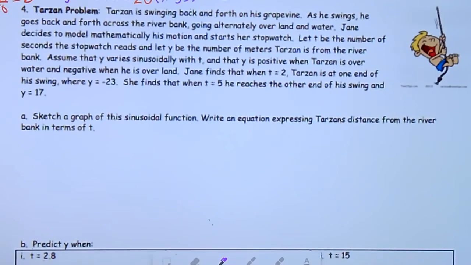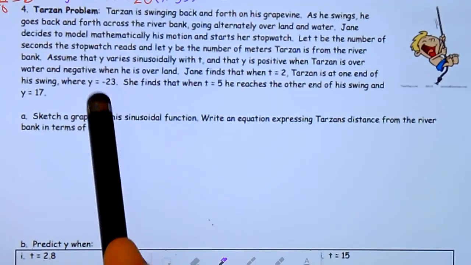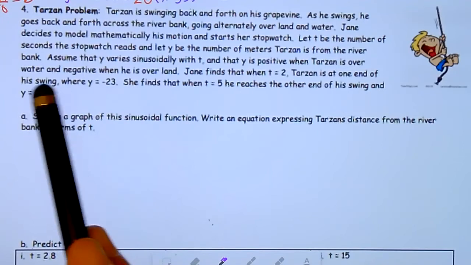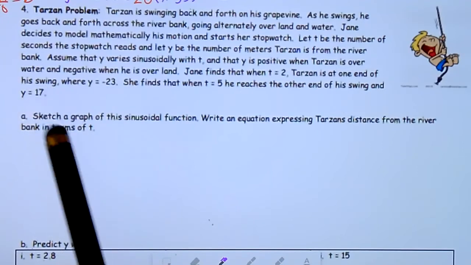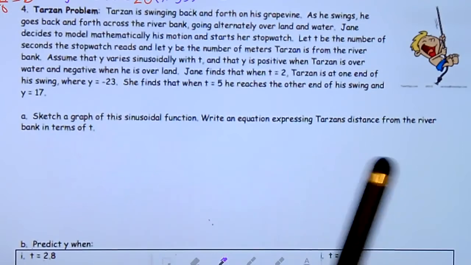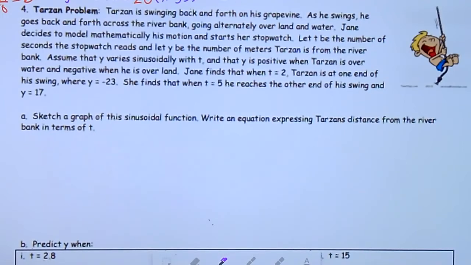Jane finds that when T is 2, Tarzan is at the end of his swing, where Y is negative 23. She finds that when T is 5, he reaches the other end of his swing, and that is 17. So again, remember the negative was when he's over land. Okay, so he's 23 meters over land. Here he is 17 over water. Sketch the graph and write an equation expressing his distance from river bank in terms of T. Okay, so let me get my graph.